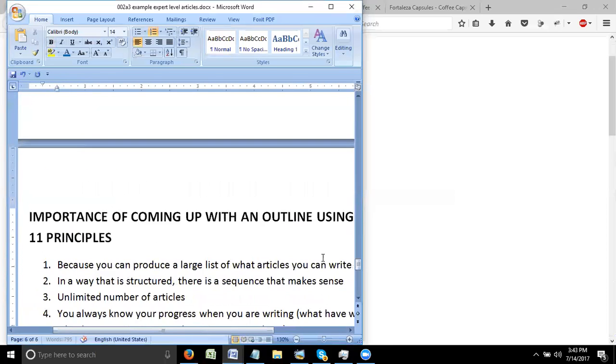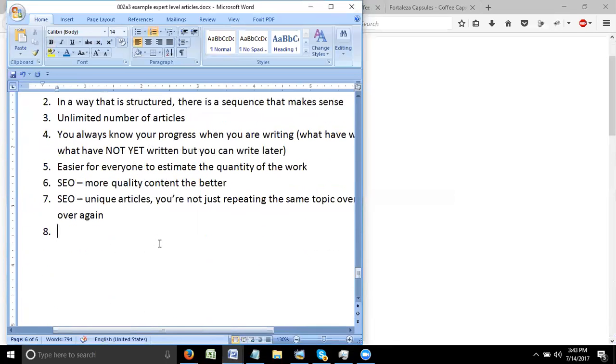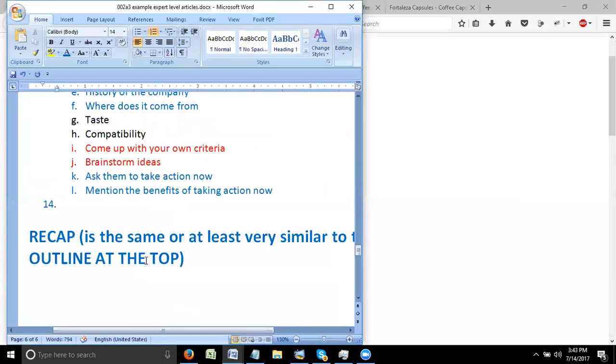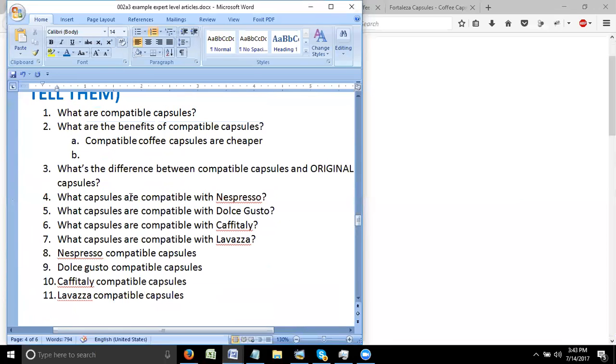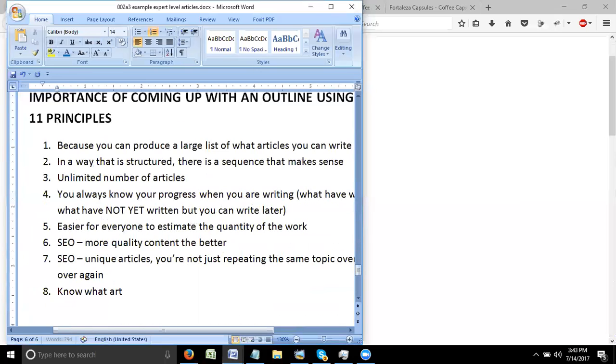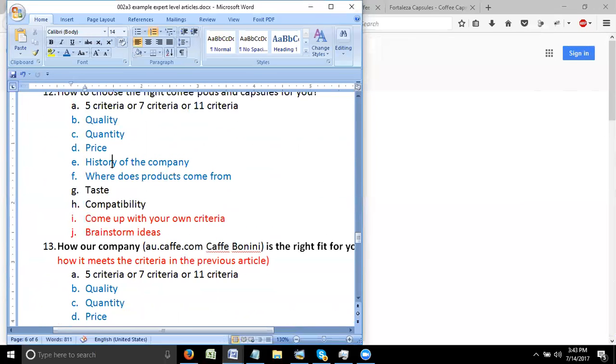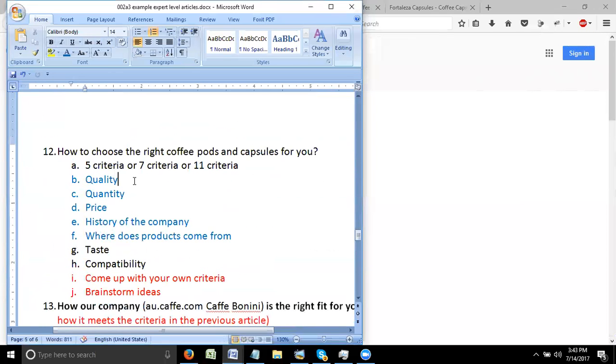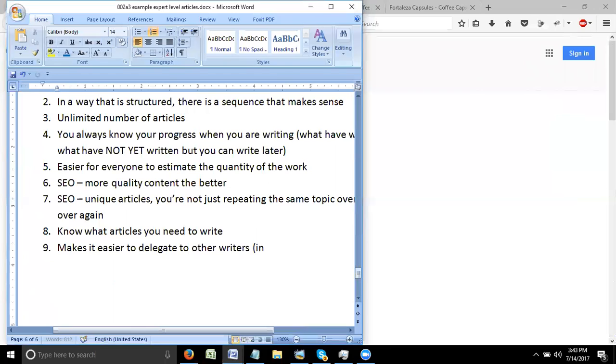So actually, when we are doing this, it might look complicated, but it actually makes everyone's job easier because now we have an outline and we know where we are. We know what we need to do, what articles we need to write. So that's another benefit. Know what articles you need to write. It also makes it easier to delegate to other writers because the writer does not need to be you. You just need to come up with the initial outline, and then we can hire writers from other websites like Upwork.com. You can also hire in iWriter.com.